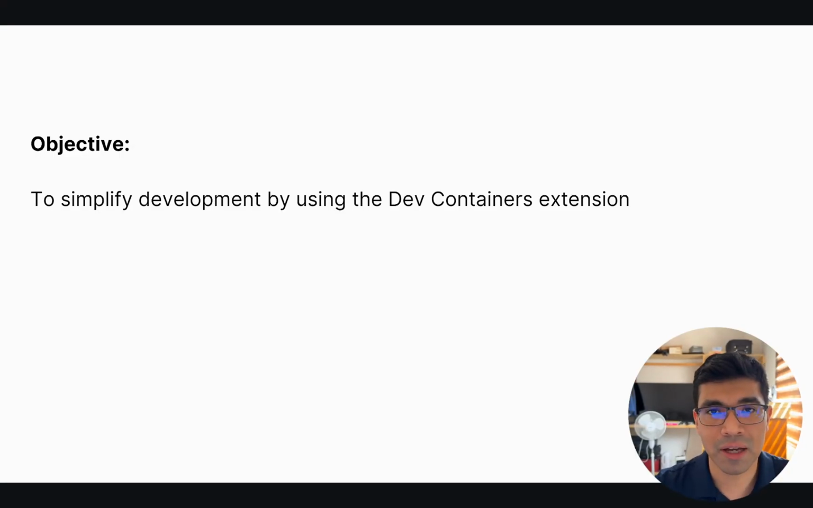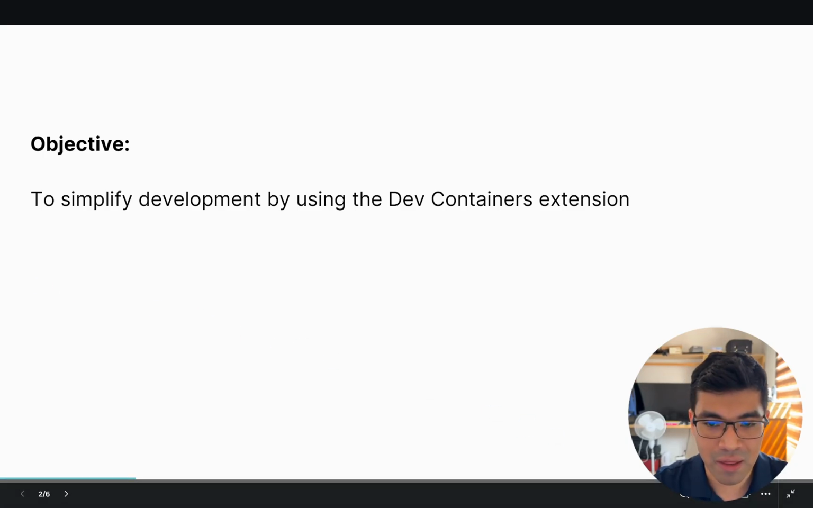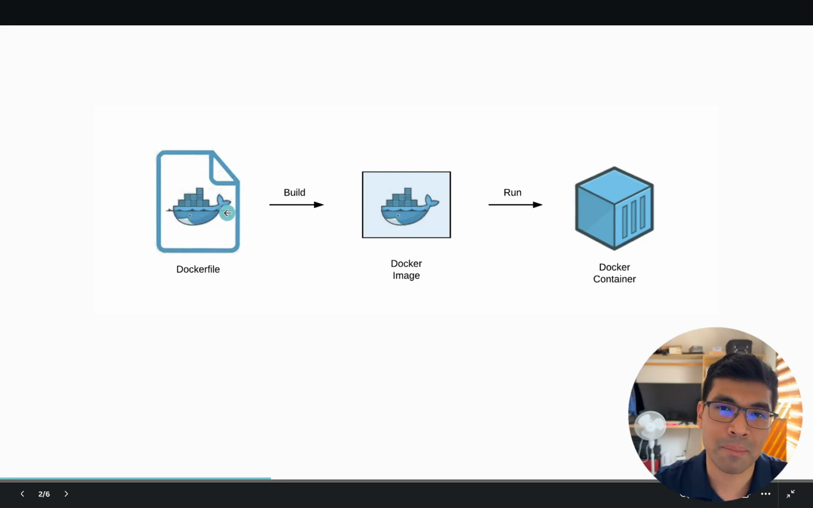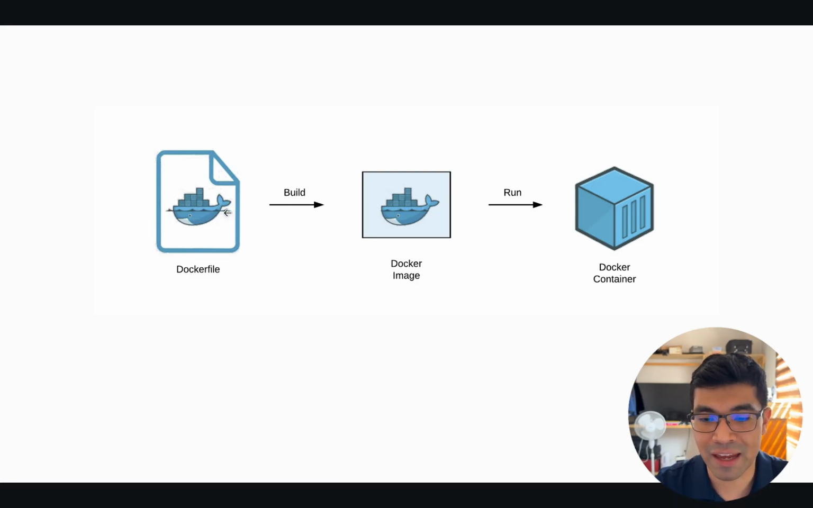Hello everyone. Today I'm going to show you how you can develop inside a Docker container using Visual Studio Code. The objective is to simplify development by using the dev container extension. Okay. The first thing we're going to be doing is creating a pretty simple Docker file and then building a Docker image. And finally, we're going to be running a Docker container.